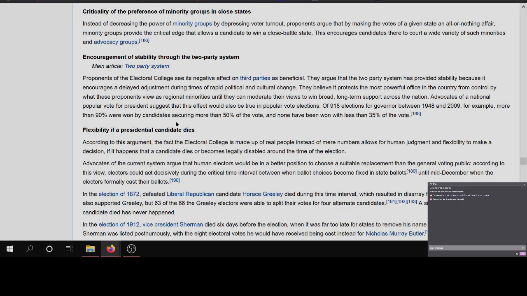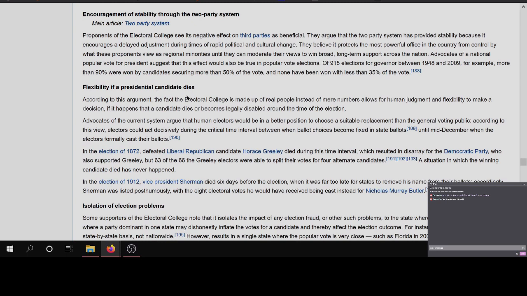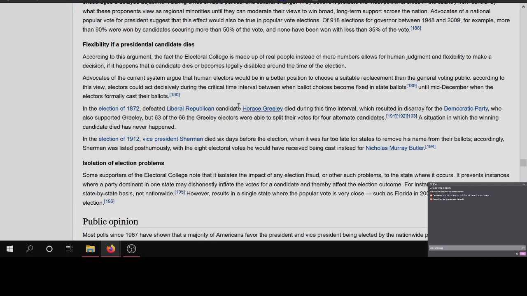Flexibility if a presidential candidate dies. According to the argument, the fact that the Electoral College is made up of real people instead of mere numbers allows for human judgment and flexibility to make a decision. If it happens that a candidate dies or becomes legally disabled around the time of the election, there are things that occurred like in 1872 and 1912.